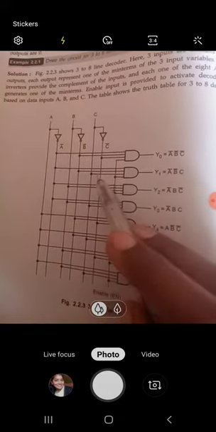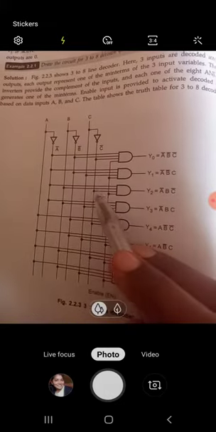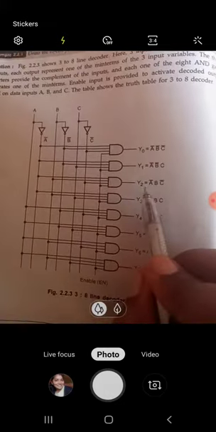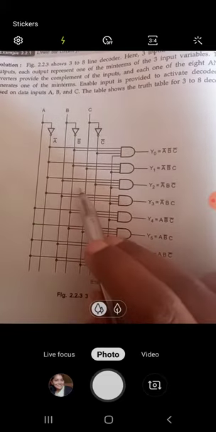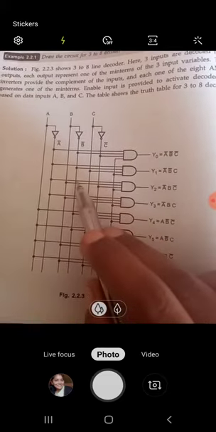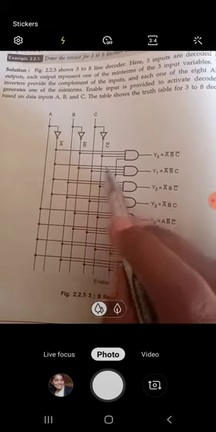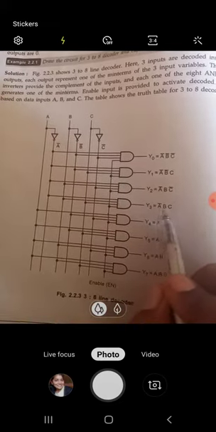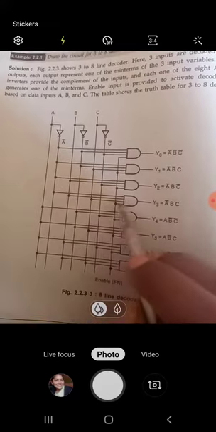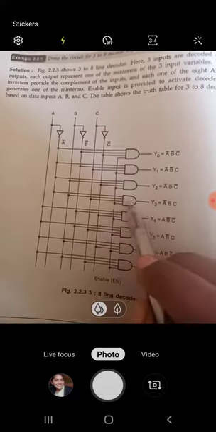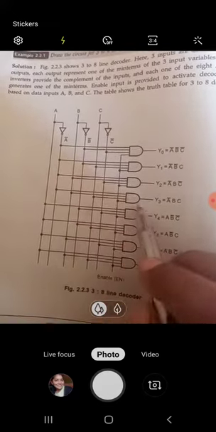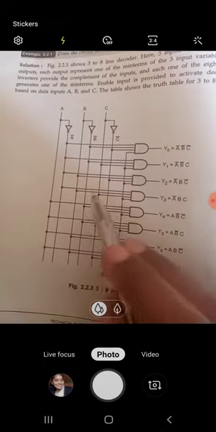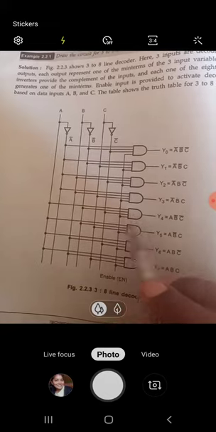Similarly, A bar, B bar, C for Y1. We have done it similarly for the others also. What do you have for Y2? A bar, B, C bar. So this is A bar, this is B, and this is C bar. Similarly Y3, what do I have? A bar, B, C. And Y4 is A, B bar, C bar. So this is A, B bar, this is C bar.